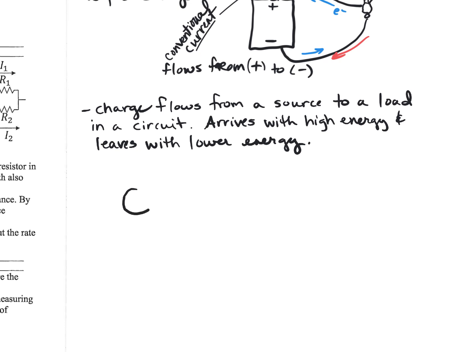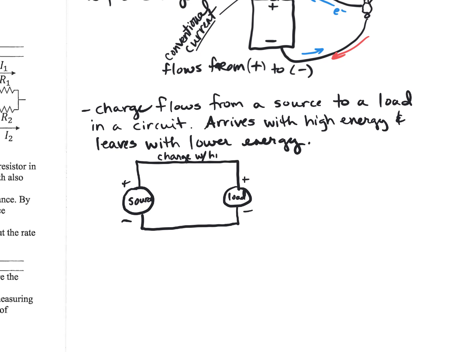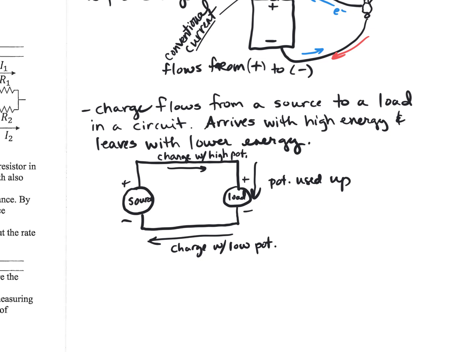So if we look at a typical circuit, we've got a source, right? It's got a positive end and a negative end. The source is going to go to some sort of a load. That has a positive to a negative, right? Charge with high potential, right? Goes this way, goes across our load. Potential is used up. So now we have charge with low potential. It then goes through the source again and gets what?